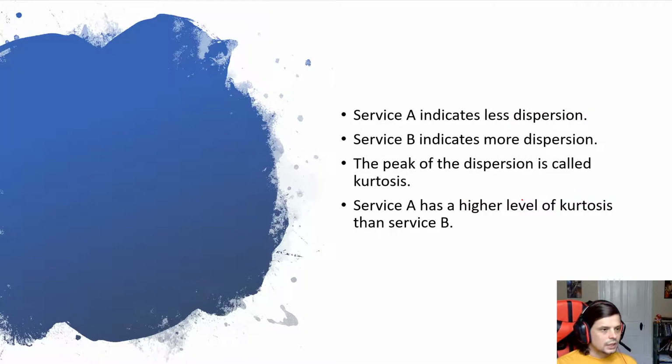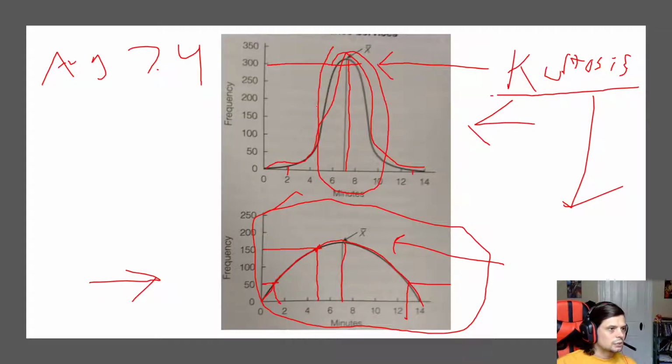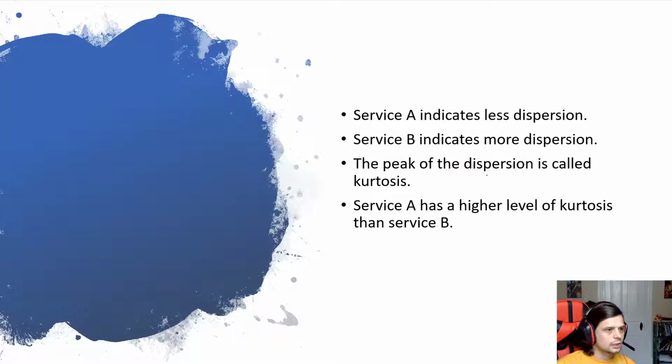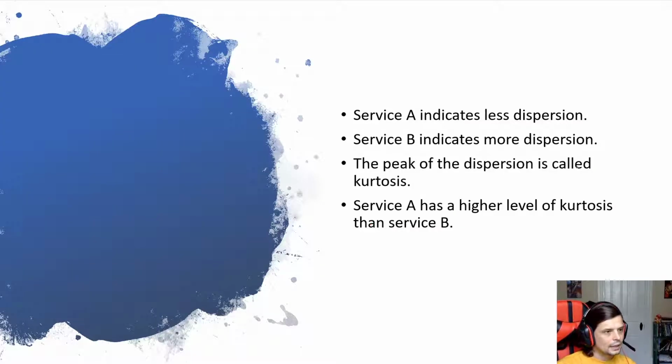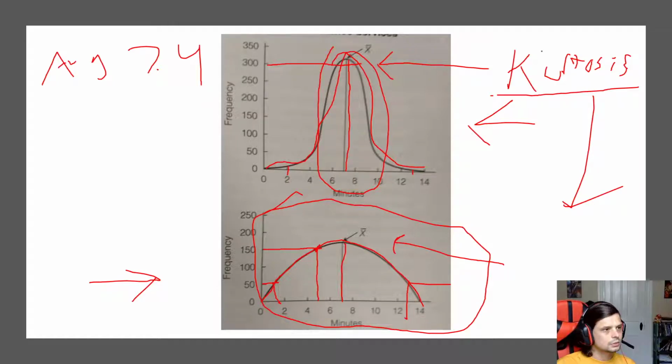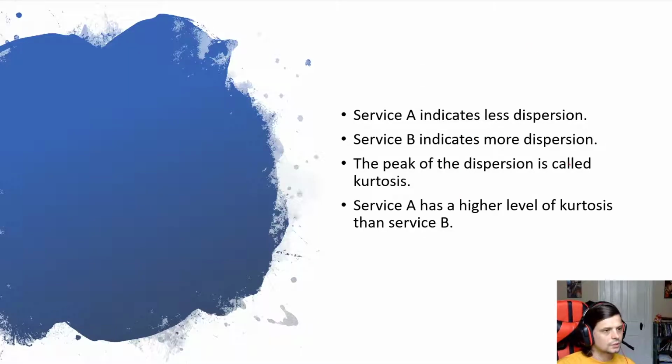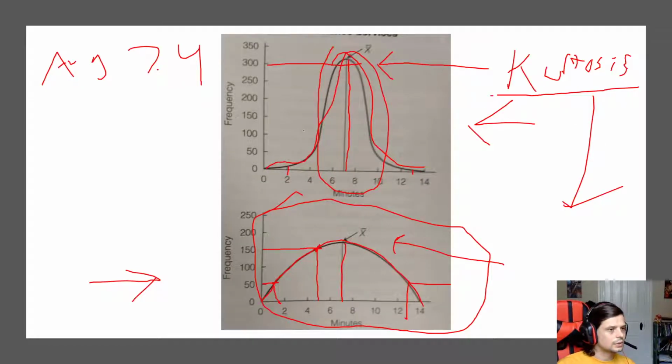So service A has less dispersion. As I said, it is more consistent with less dispersion. Service B is more dispersed. It's just farther apart. And the peak is called kurtosis. There's your peak. And service A has a higher level of kurtosis than service B. Now this is service A, and this is service B. Okay.